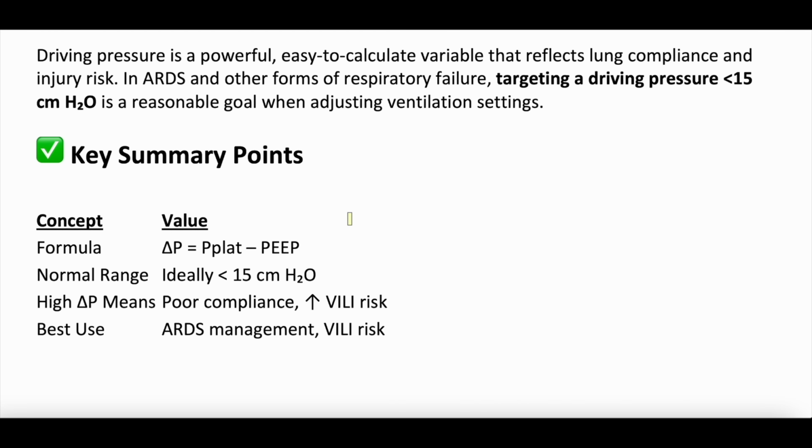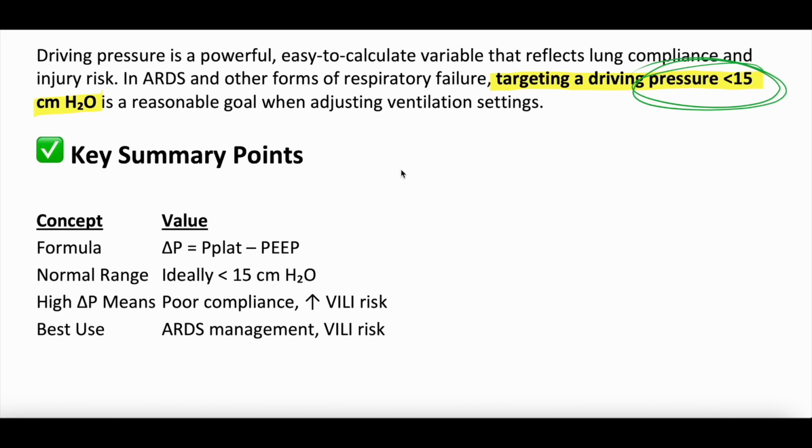So clinical takeaways here and then key summary points. Driving pressure is a powerful, easy to calculate variable that does reflect lung compliance and injury risk, especially in ARDS, and targeting that driving pressure of less than 15, that's your magic number, less than 15 is what the evidence would suggest may be correlated with improved outcomes.